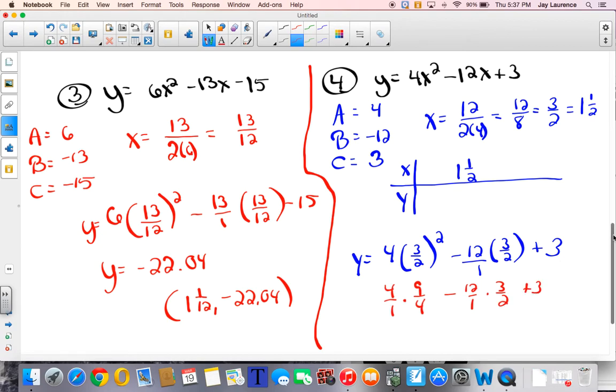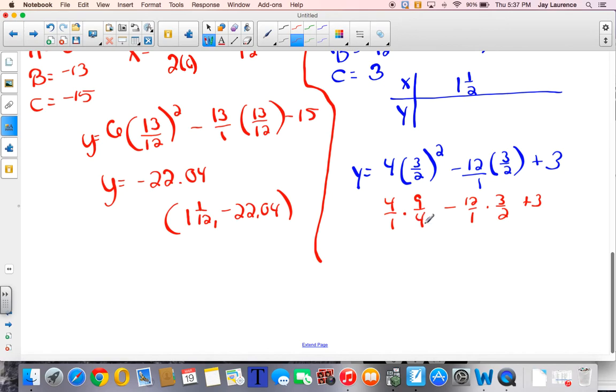And then one of my favorite female superheroes is going to show up, Wonder Woman. And she's going to cancel those 4's for me. And I'm going to have a 9 right there. And then here, Wonder Woman is going to turn that into a 6. And negative 6 times 3 is going to be negative 18. And then there's going to be a plus 3. See, I didn't need no stinking calculator. All right, I'm going to get 12, so it's going to be negative 6. So the vertex of this is going to occur at (1.5, negative 6).